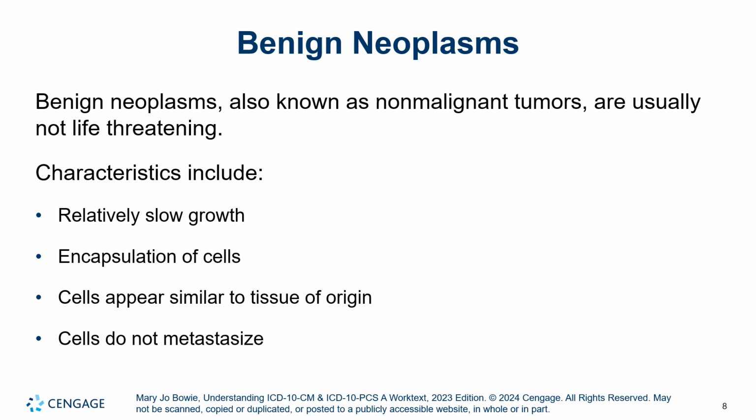Benign neoplasms are not malignant tumors. They're usually not life-threatening. Their characteristics are relatively slow growth, encapsulation of the cells, cells appear similar to the tissue's original origin, and cells are not metastasized.